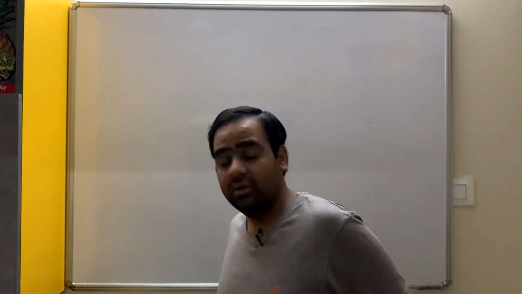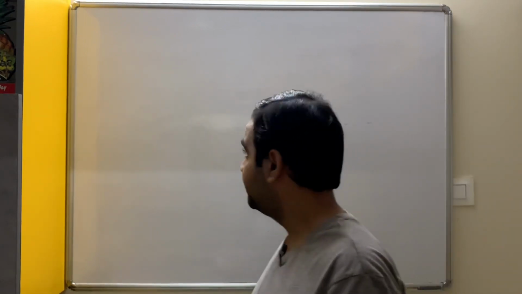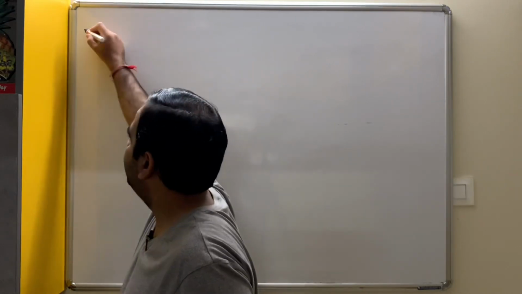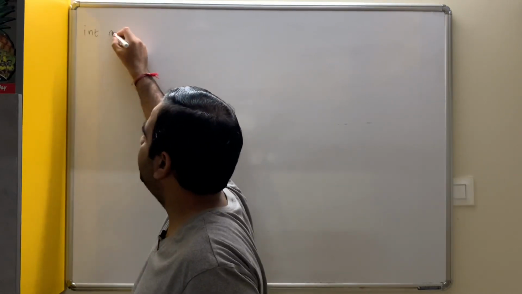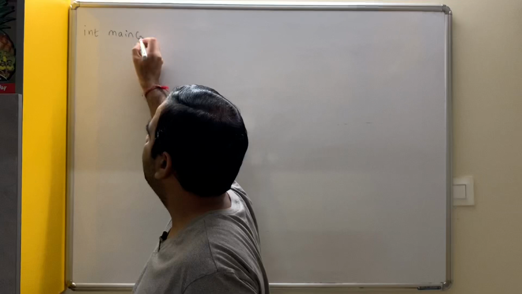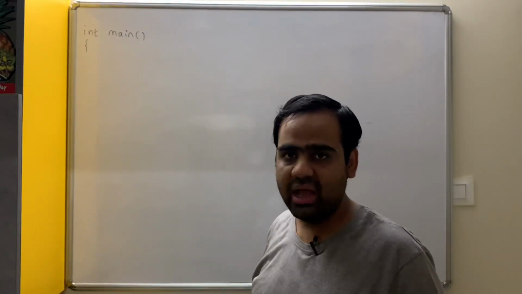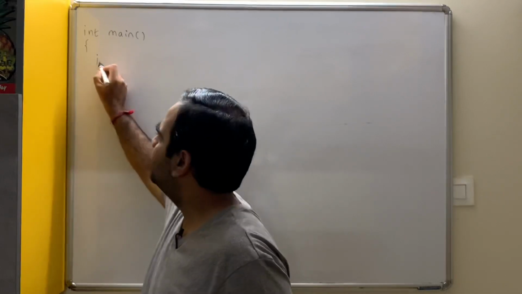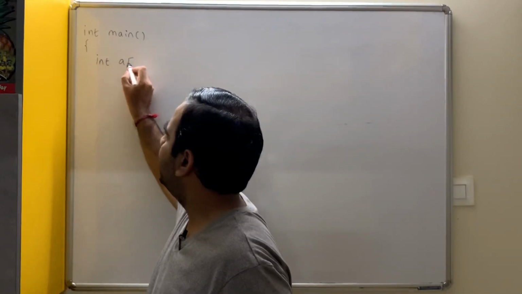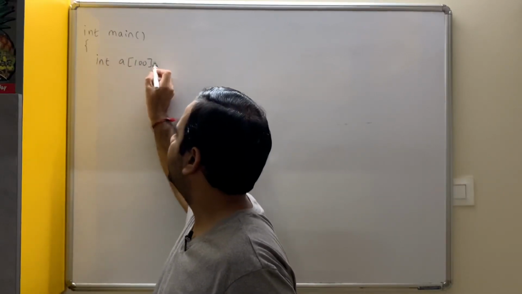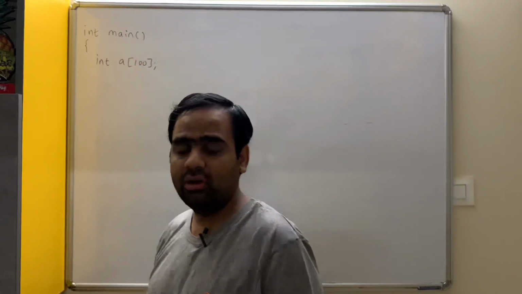How do we find the sum pair t? Now we say hash include and all. I say int main. What is the input for this question? The input for this question is an array A. Let's take int A of 100. You can say int A of 1000, 10,000 or something.